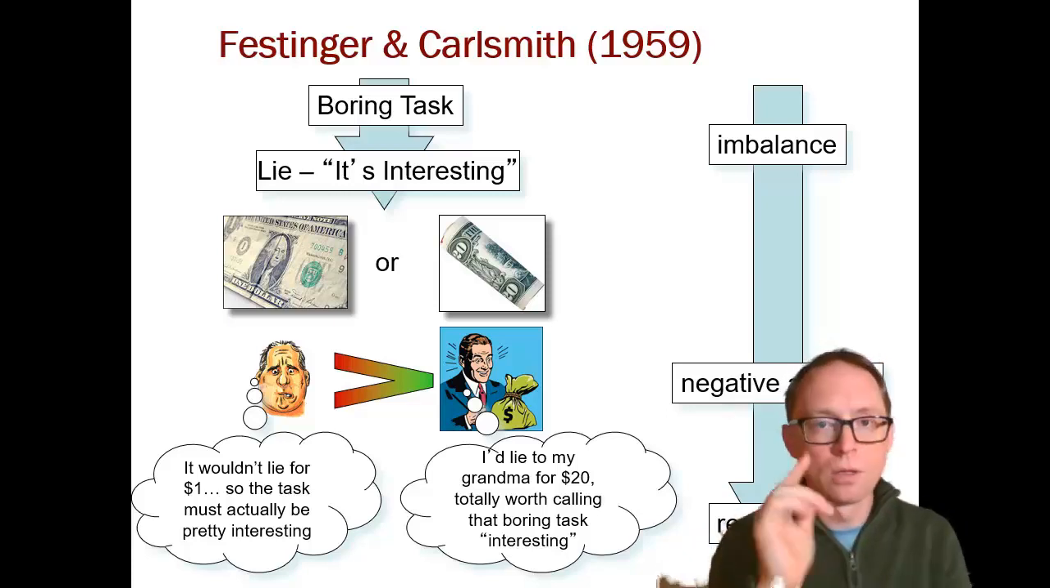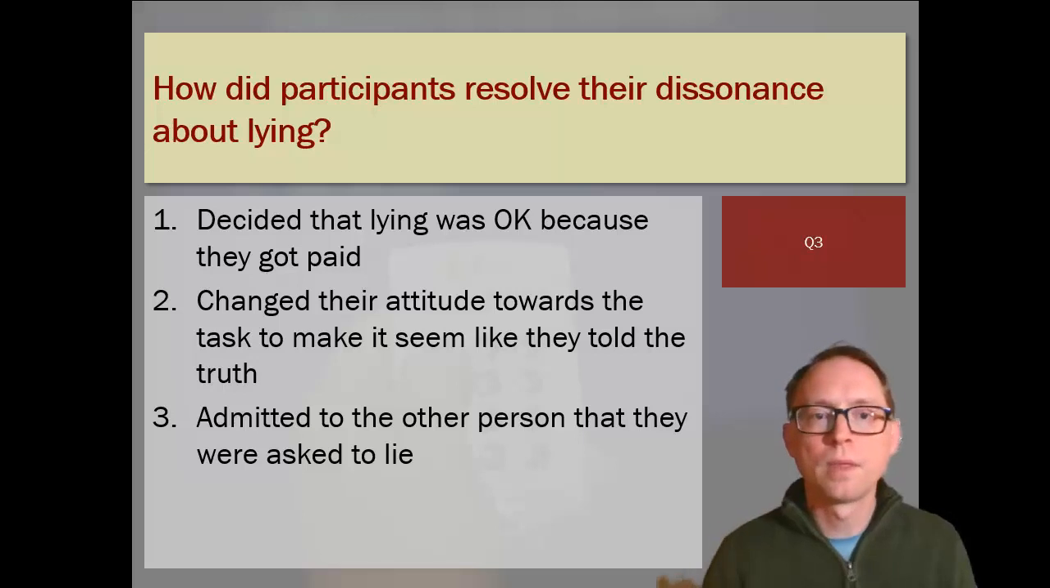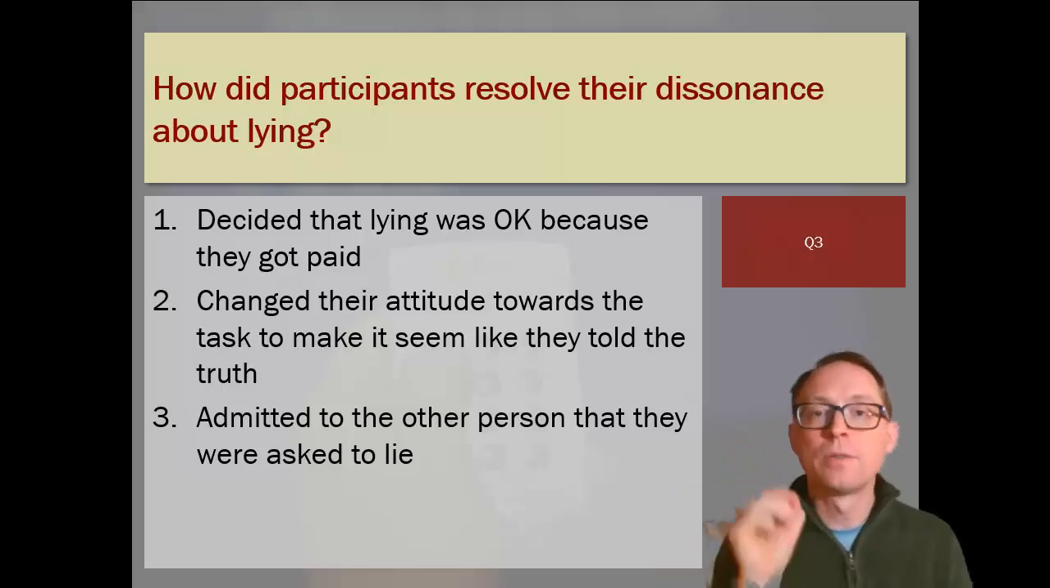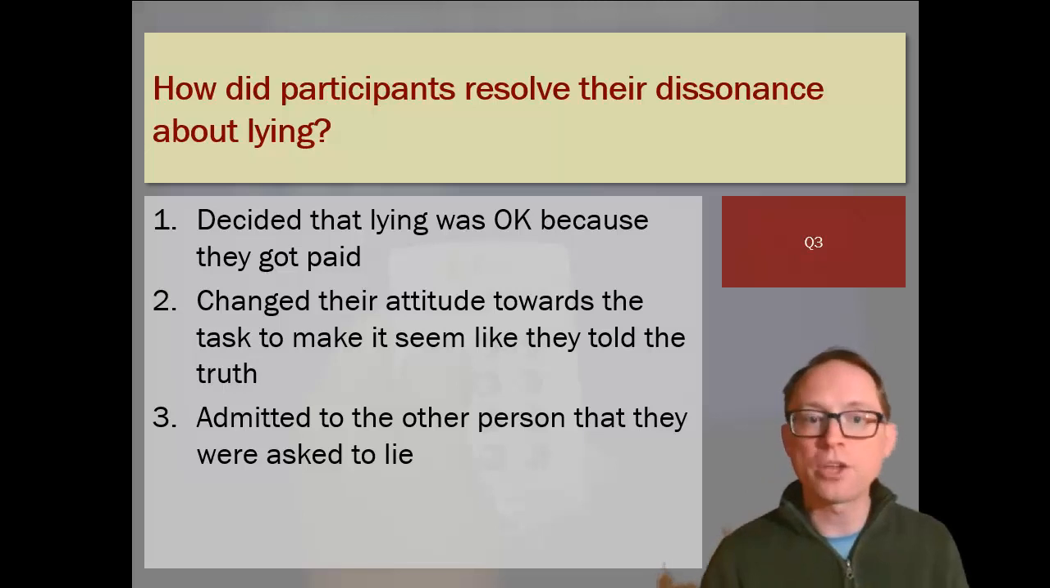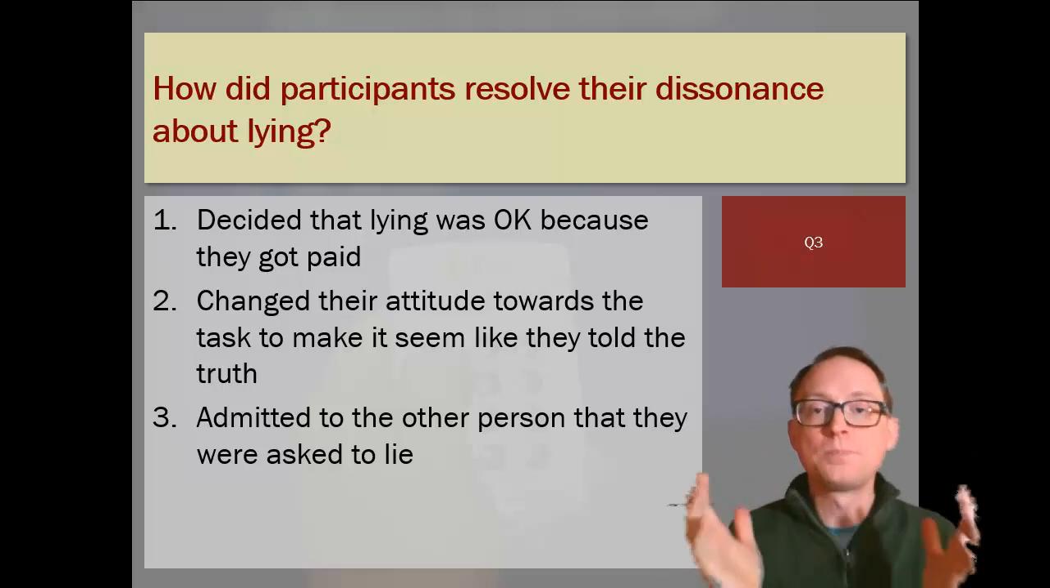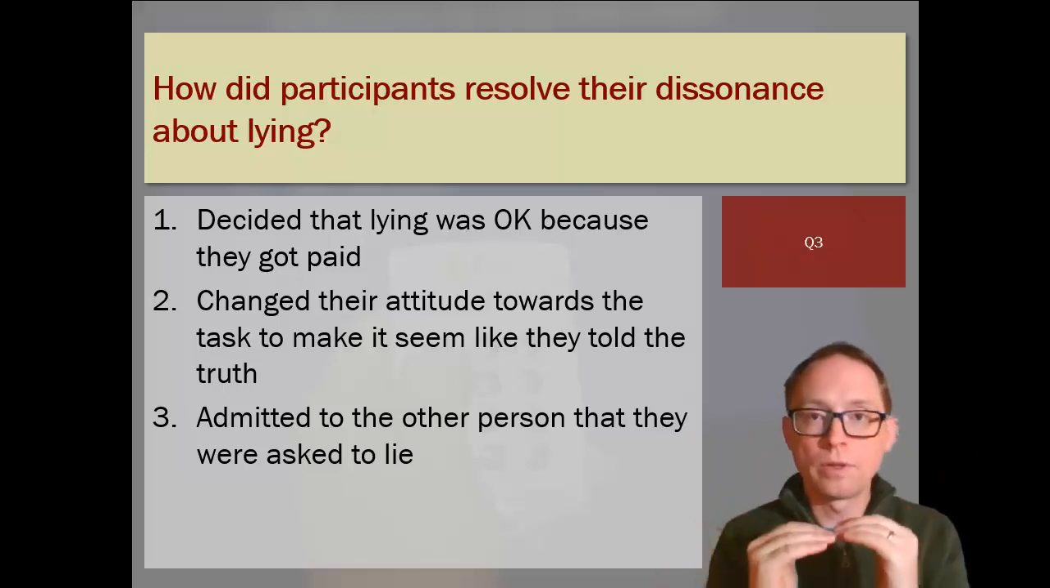All right, so here's the question for you. How do participants resolve their dissonance about lying? They change their attitude toward the task. The task is the object. They change their evaluation of that object to make it seem like they didn't tell a lie.